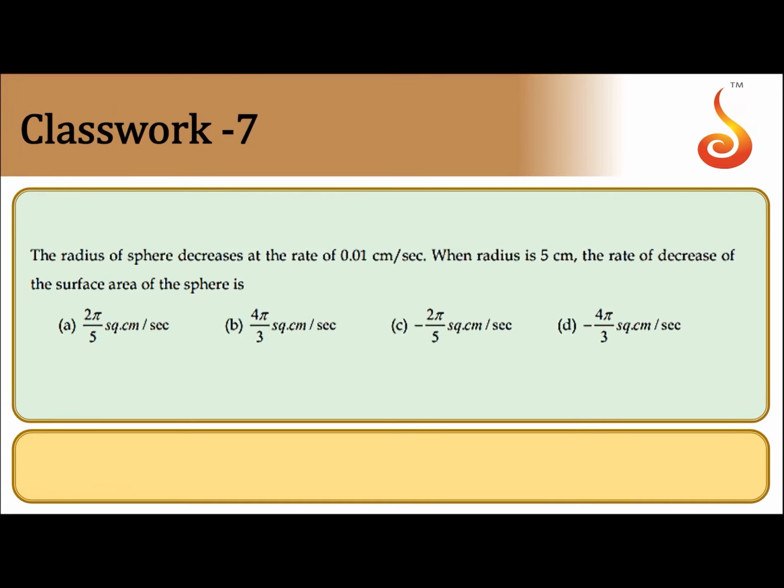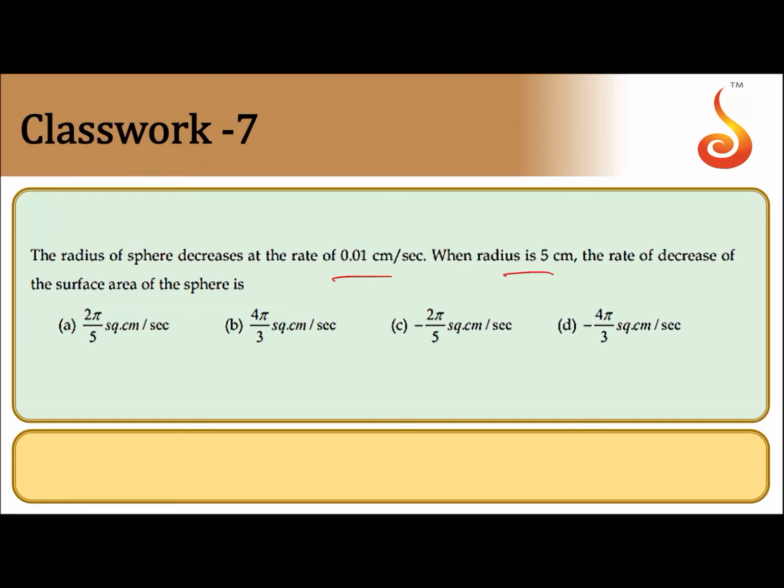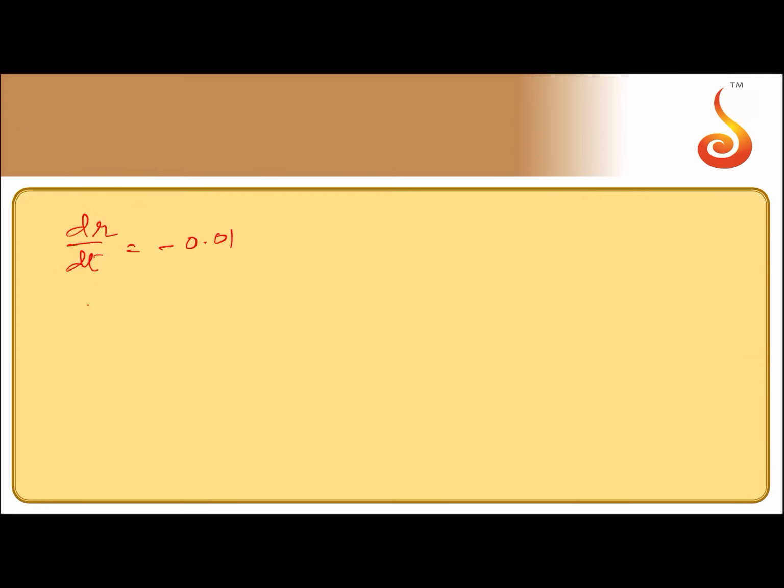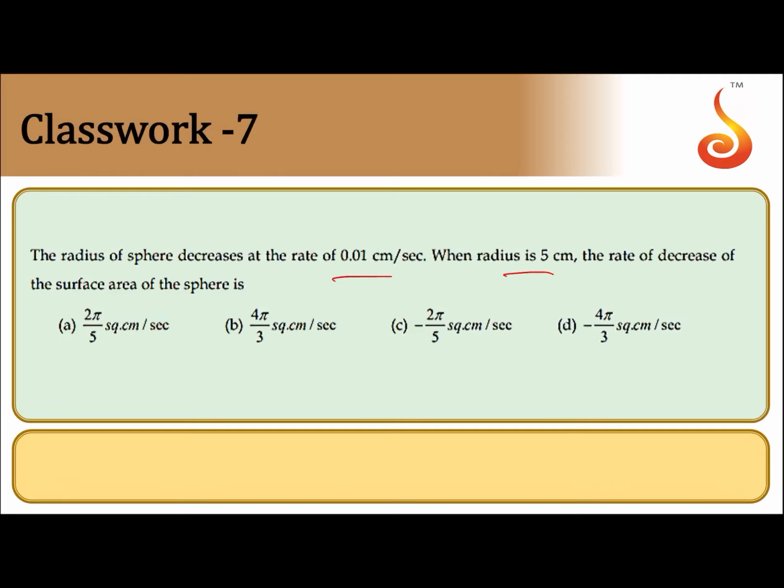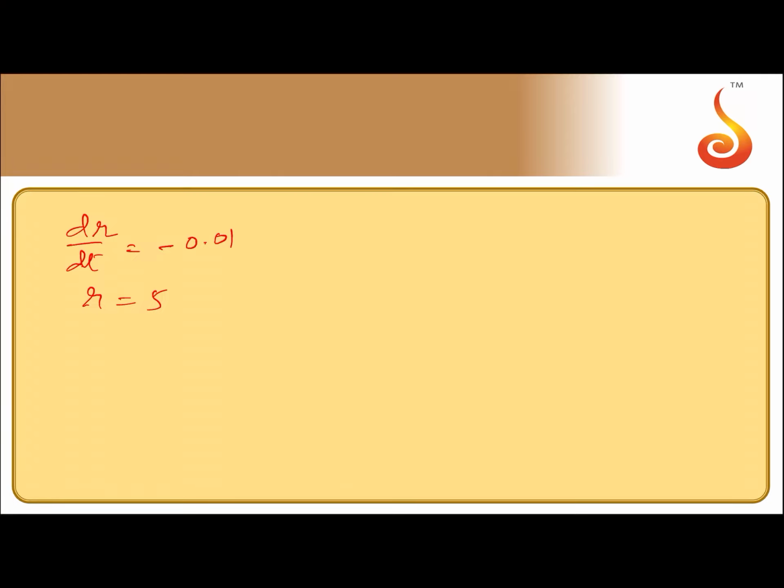Right? Clear. Next one. The radius of the sphere is decreasing at the rate of 0.01 centimeter per second. dr by dt, sorry, dr by dt equals minus 0.01. You are given that the radius is equal to 5 centimeter. When the radius is equal to 5 centimeter, the rate of decreasing of the surface area, ds by dt, is equal to how much?